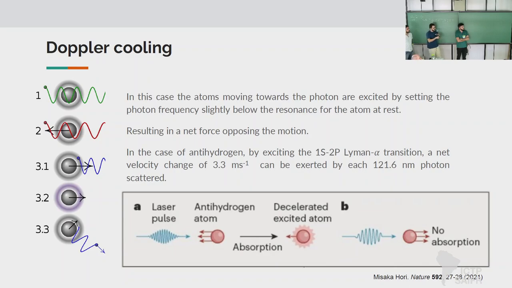So this is a more precise figure. This is the laser pulse, and this is the atom. The atom sees the laser pulse blue shifted, absorbs the photon, then decays, slowing down the atom. When it's moving along with the laser beam, there's no absorption.